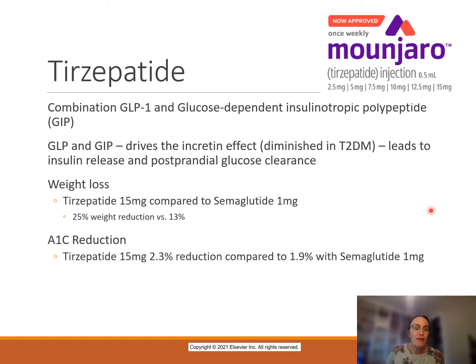There was a 25% weight reduction versus like 13 to 15 with Sema. This is equivalent to bariatric surgery. If you see that kind of a weight loss with your patient, that is phenomenal. So I'm really excited to use it. Haven't had the chance, but I think we'll be getting it soon.